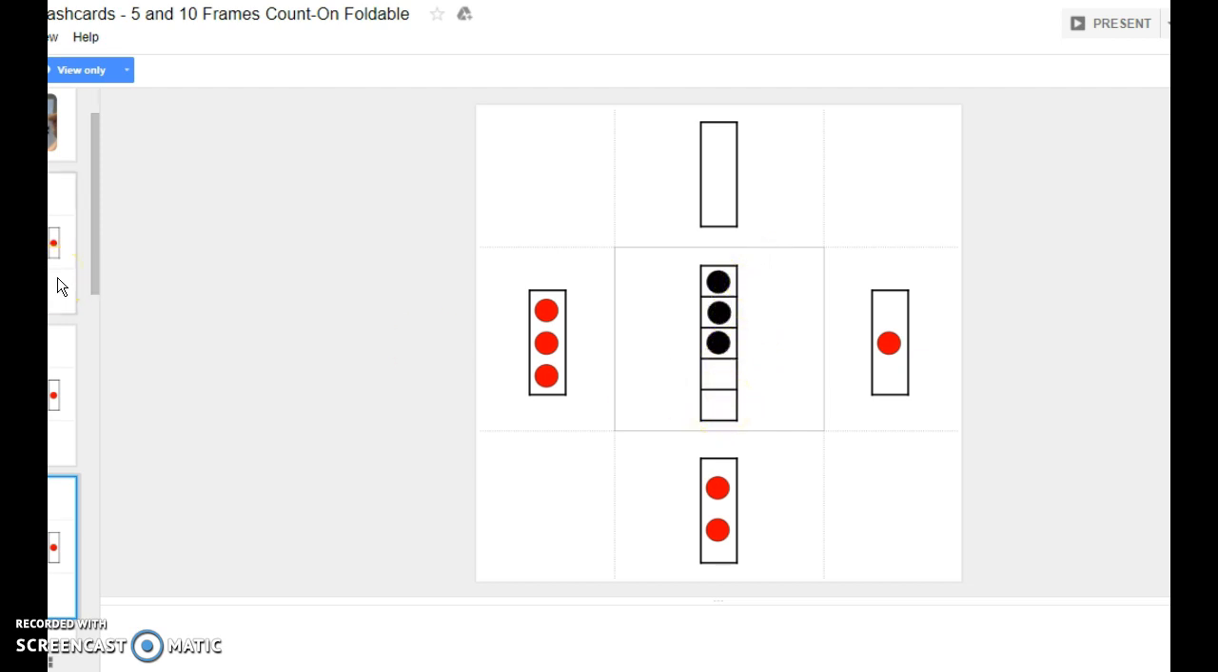The idea is that they are looking at these numbers and working with them instead of each time starting 3 plus 1 and starting here 1, 2, 3, and then 1 more would be 4.